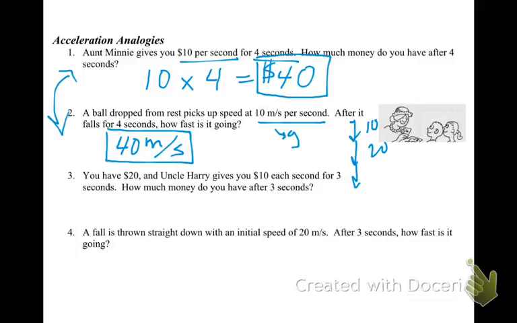Let's take a look at the next question. You have $20 and Uncle Henry gives you $10 each second for 3 seconds. How much money do you have after 3 seconds? Well, you start with 20.